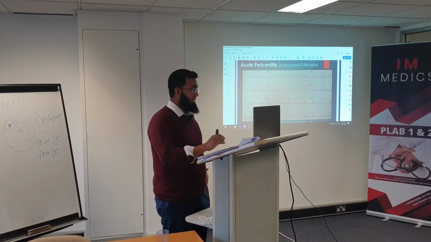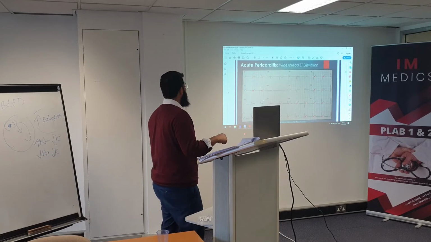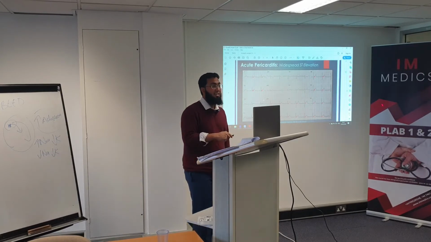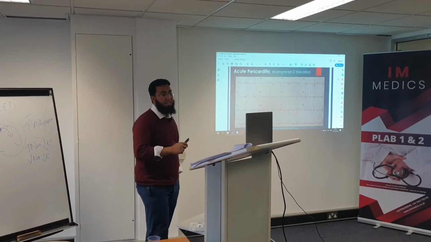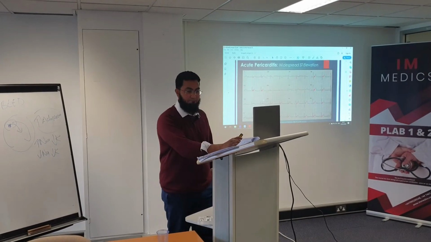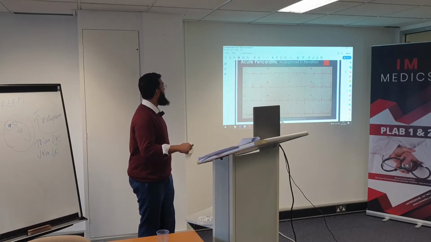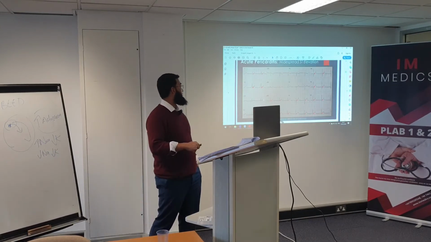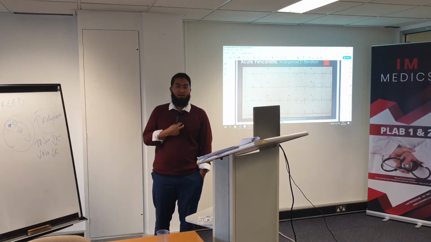Acute pericarditis. If someone hasn't done much ECG, they will get scared of this. They will say, oh, it's a massive heart attack. So acute pericarditis is basically widespread saddle-shaped ST elevation. As you can see here, the ST elevation here, there, everywhere. All the red dots show you ST elevation. It's not a STEMI, it's not a heart attack, it's acute pericarditis.